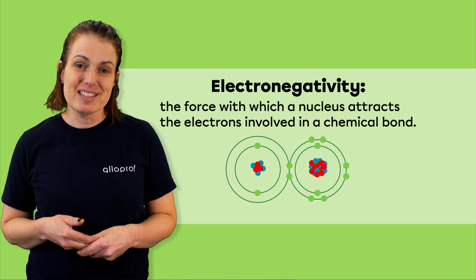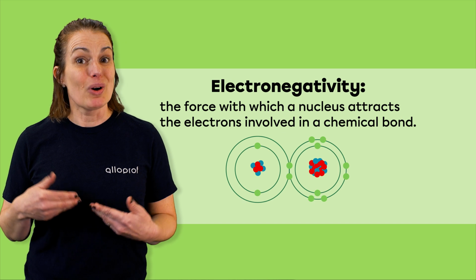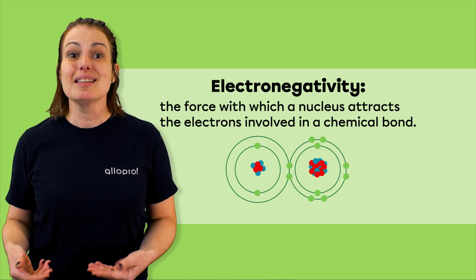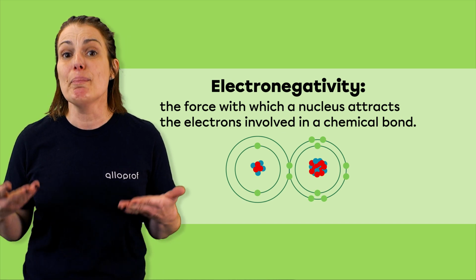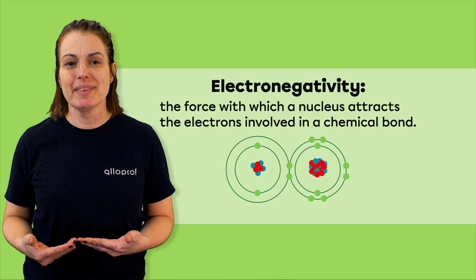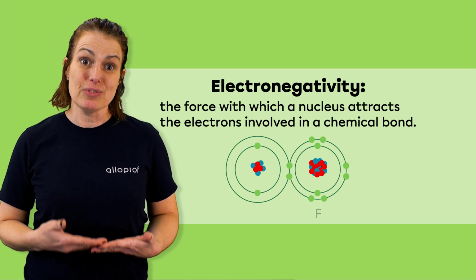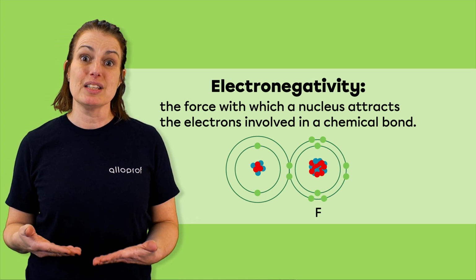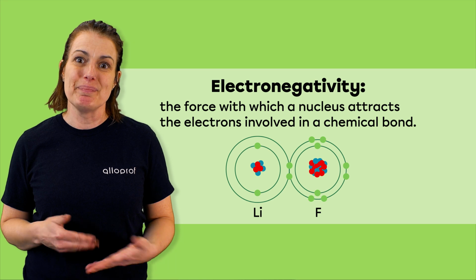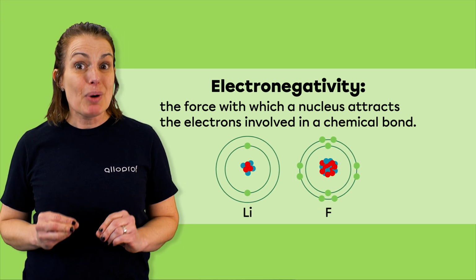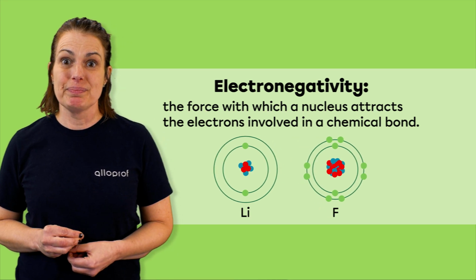Not all atoms have the same electronegativity. The more electronegativity an atom has, the more likely it is to attract or even pull electrons from another atom. Hence, the atom on the right, fluorine, is much more electronegative than the atom on the left, lithium. This is why it attracts the bonding electrons with a greater force.